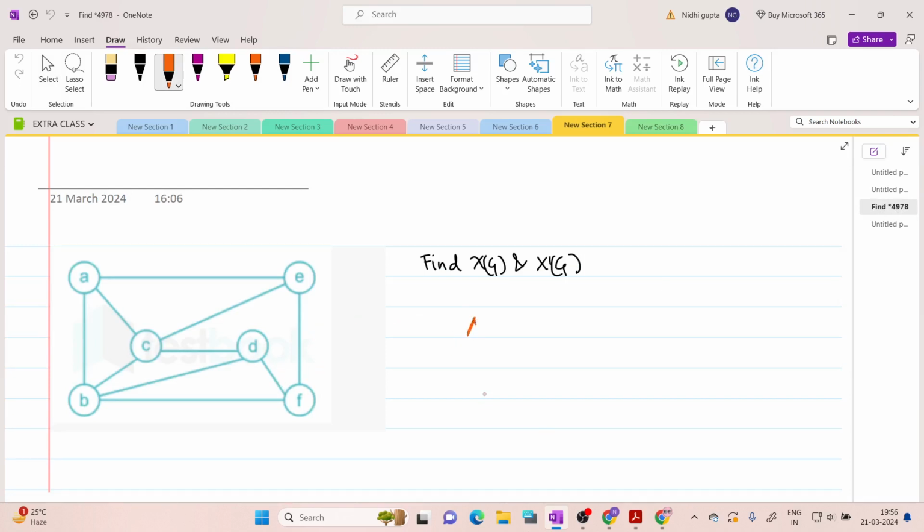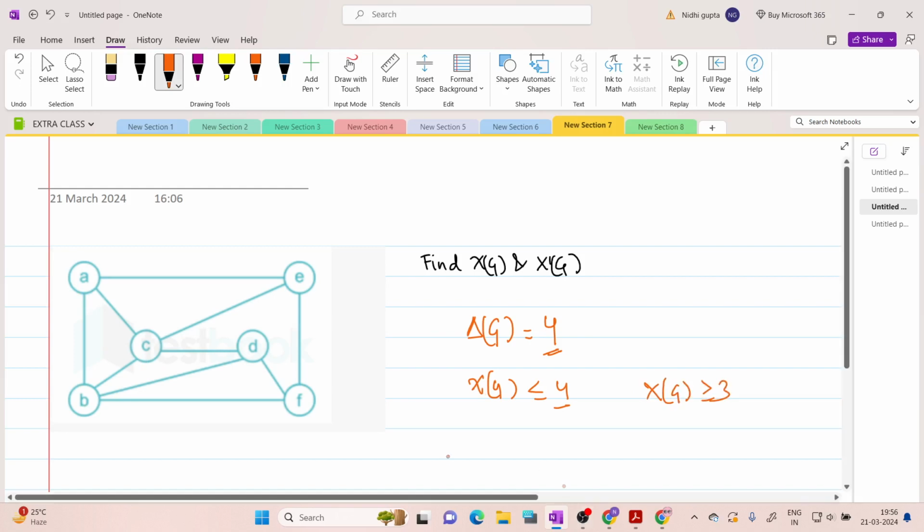So, what is the maximum degree here in this graph? 4. Maximum degree is 4. So we know that chromatic number should be less than or equal to 4. First of all, since it has an odd cycle, we know that it should be greater than or equal to 3. So now we have only two possibilities. It is either 3 or 4.